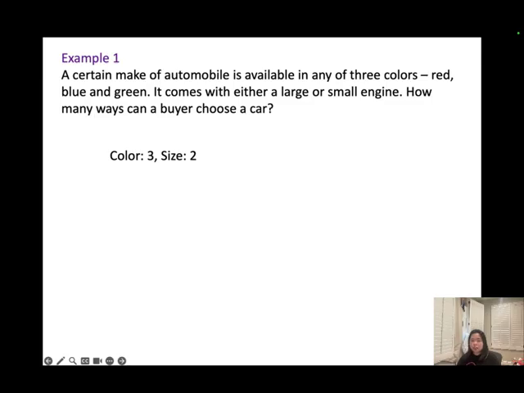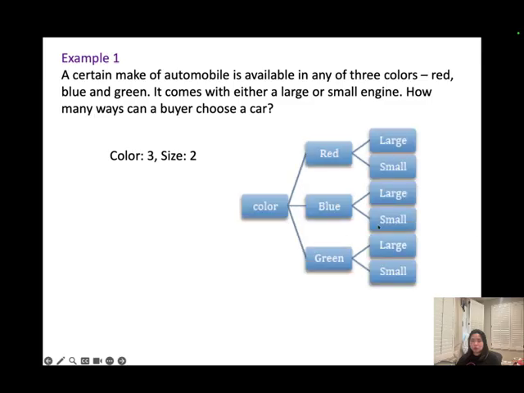Let's try to use a diagram to write it out. We do have three colors, and for each color, we do have two engines, large and small. So you can see in total, we do have 6 ways for a buyer to choose a car. If I don't draw the diagram, we could just use the numbers. We have three colors and two sizes. Multiply them, you're going to get 6. So we do have 6 different ways the buyer can choose a car.